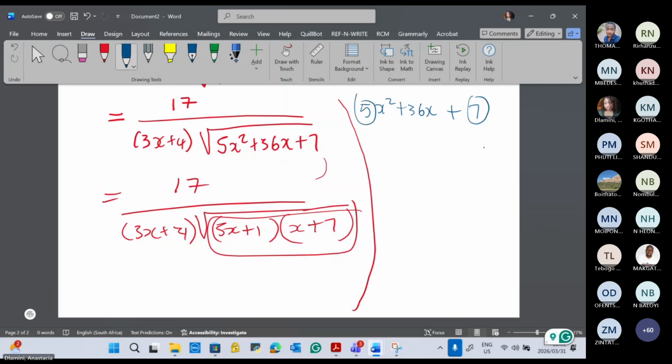So 5 times 7, which is what? 35, isn't it? So you want numbers such that when you multiply them, they give you 35. When you add them, they give you what? 36. What are those numbers? Numbers where you multiply gives you 35, but when you add them, gives you 36.